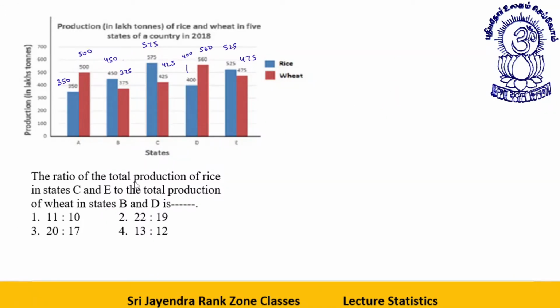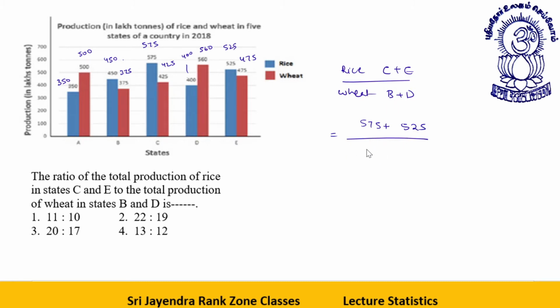The next question is the ratio of total production of rice in state C and E to the total production of wheat in states B and D. First of all, total production of rice in C plus E upon wheat in B plus D. The rice is blue color. State C, the rice is 575. State E, the rice is 525. Very easy sum, 1100.